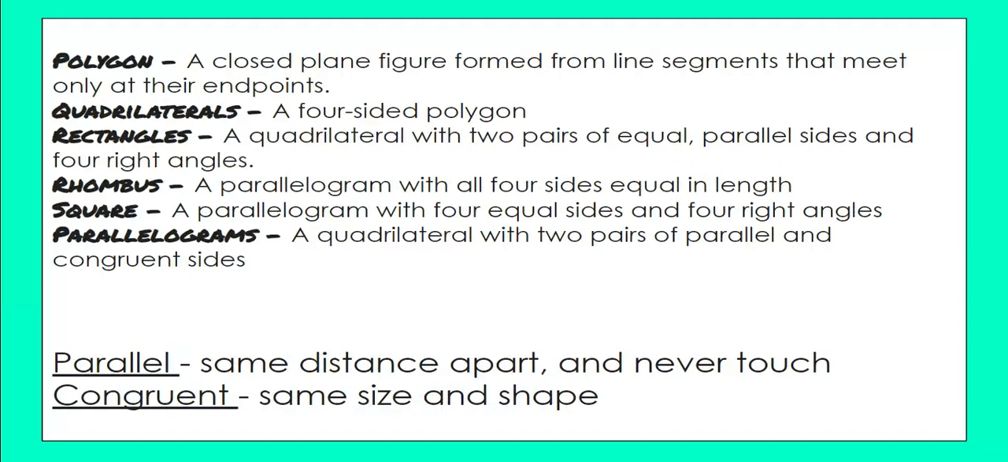That being said, we need to know two other words, parallel and congruent, and what they are. Parallel simply meaning the same distance apart and they never touch. And congruent, the same size and shape, which also means that they're equal.